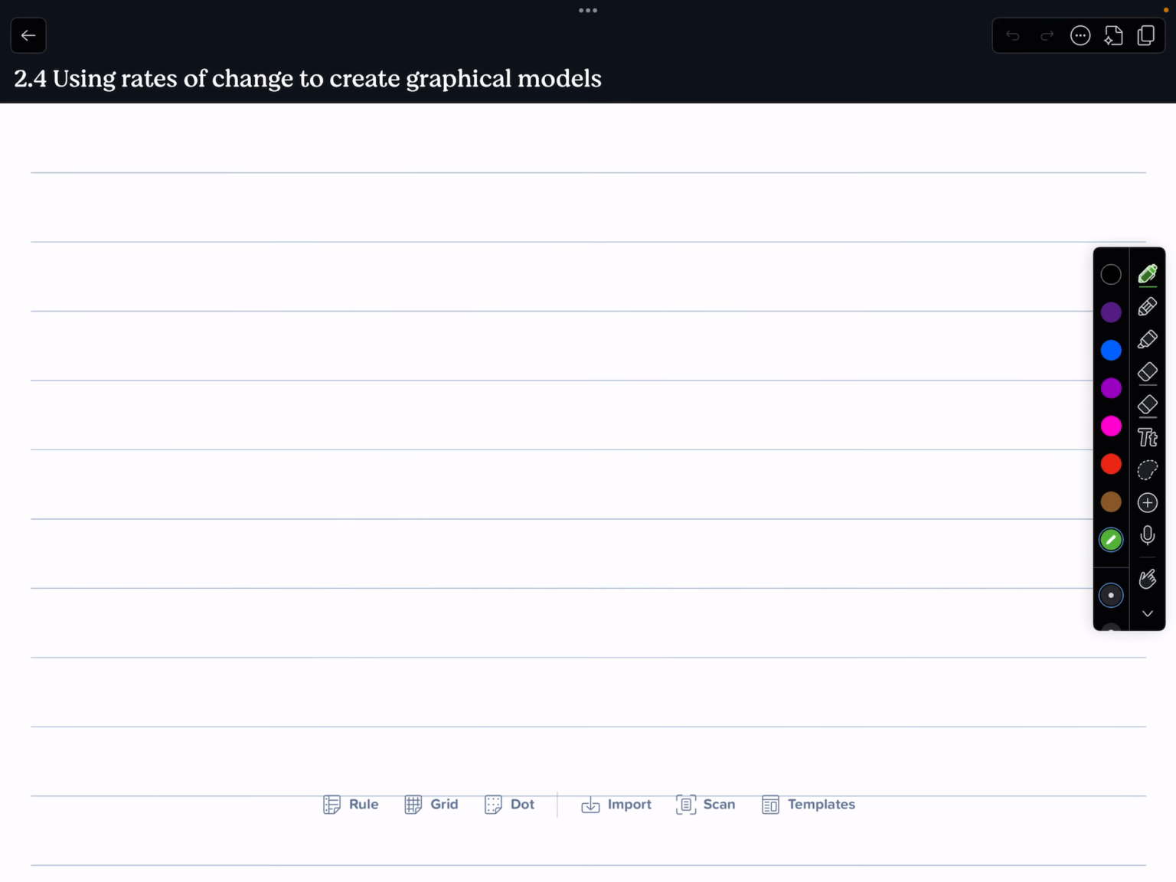Hi, this is Adrian from Live to Learn Academy, and today we'll be going over lesson 2.4 in the Nelson Advanced Functions textbook labeled Using Rates of Change to Create Graphical Models.